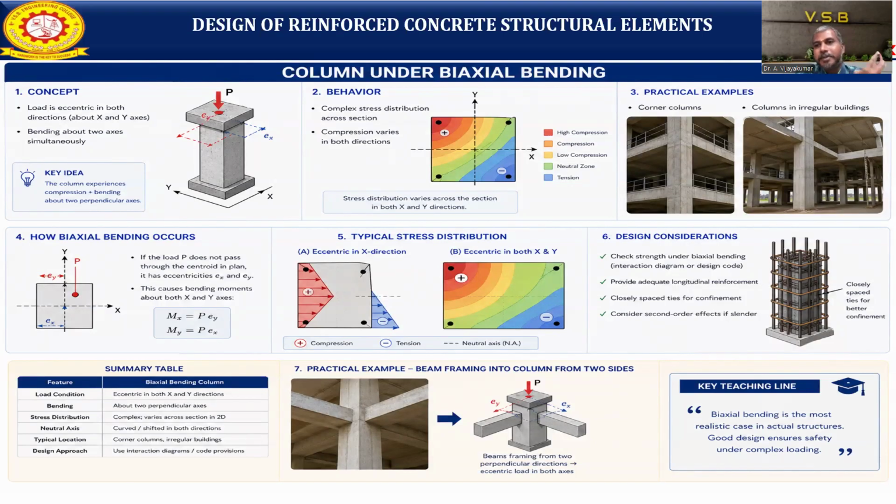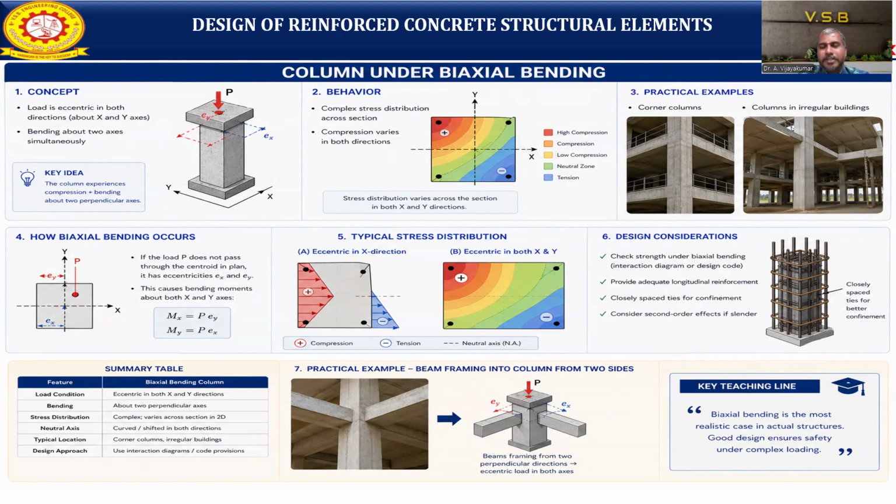What is biaxial? Bi means two. The load is acting in two directions, so two eccentricities will be formed, one in the x direction as well as the y direction. The moment also will be generated in the two directions. So what is the concept of biaxial bending? The load is eccentric in both directions about the x as well as the y axis, so bending about the two axes occurs simultaneously. The column practically experiences compression and bending about two perpendicular axes.